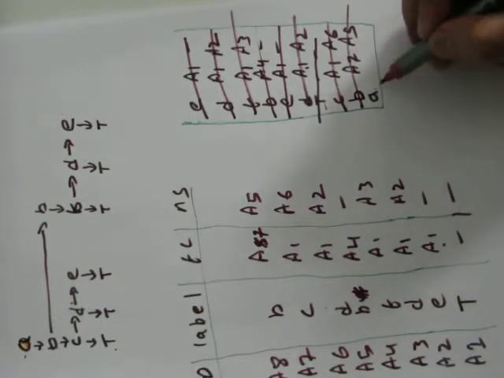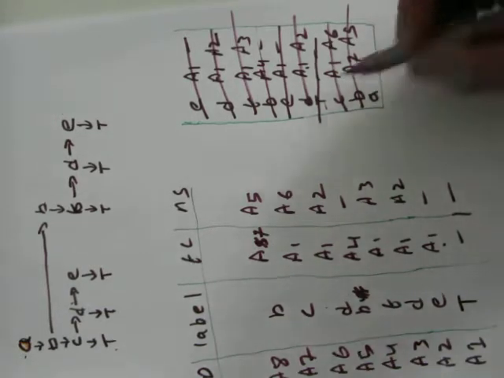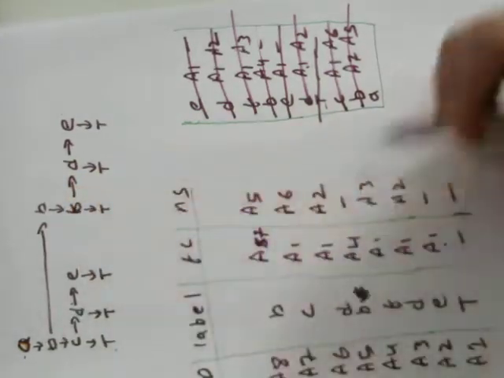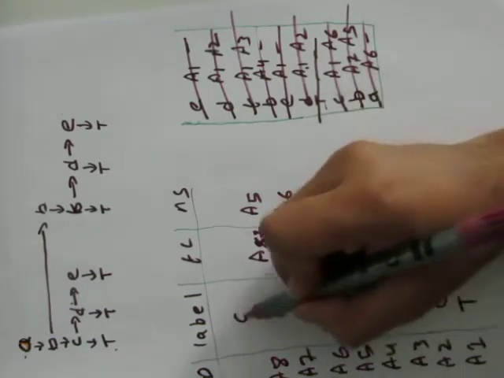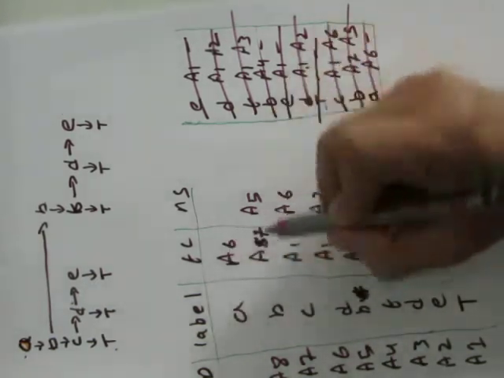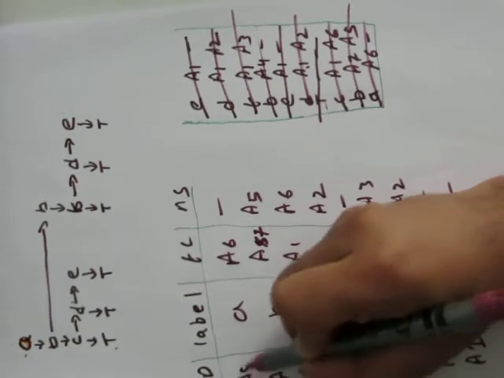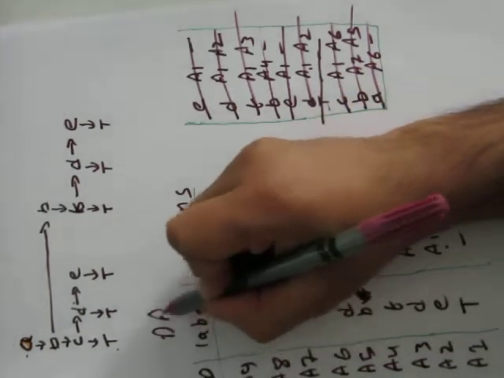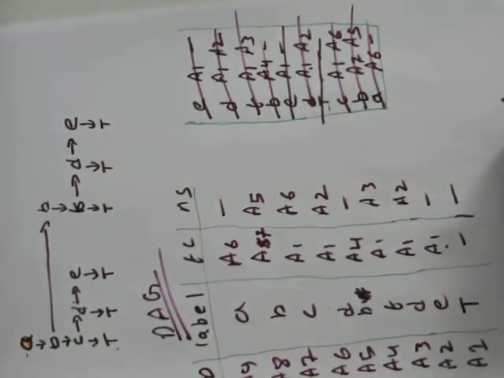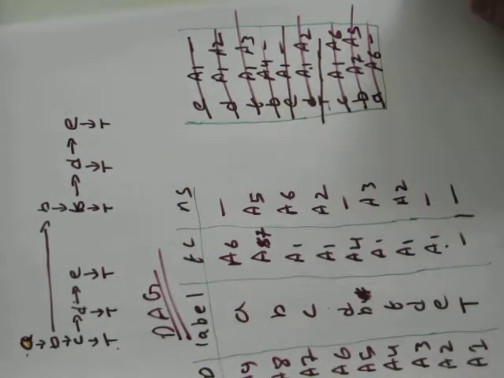Then we come to A. A is pointing to B, and this is A8, and A doesn't have a next sibling. We put a null pointer and we remove A from here, and we write it here. Then this is A9. Then finally we have this DAG representation.